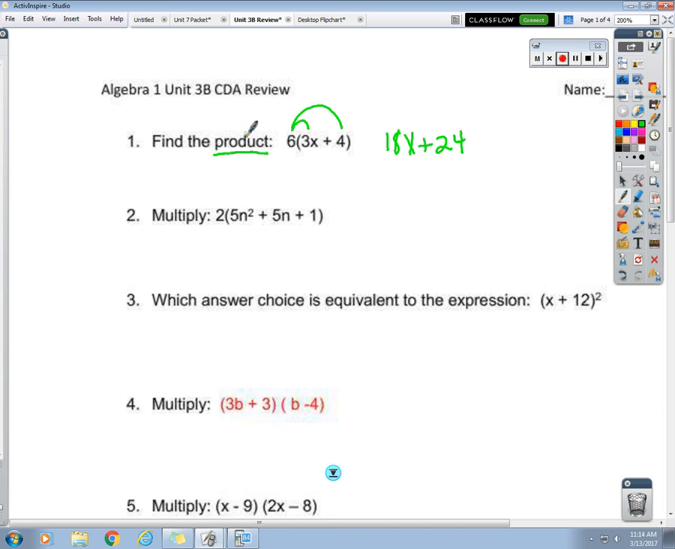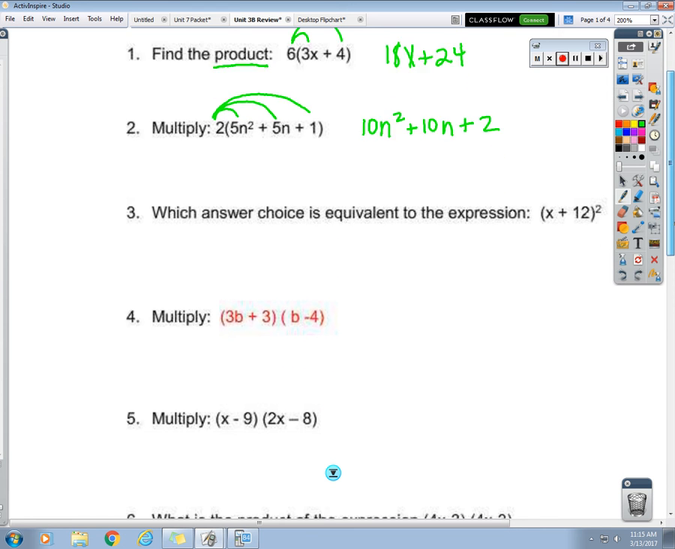Number 2, this time you're doing the exact same thing. They just gave a different direction. Instead of find the product, they say multiply. But since it looks like this, you have to multiply using the distributive property. When you distribute 2 to that entire trinomial, you'll get 10n squared. Correct.